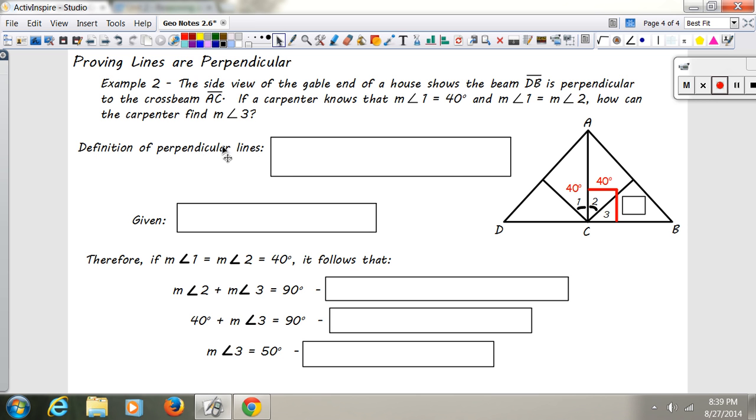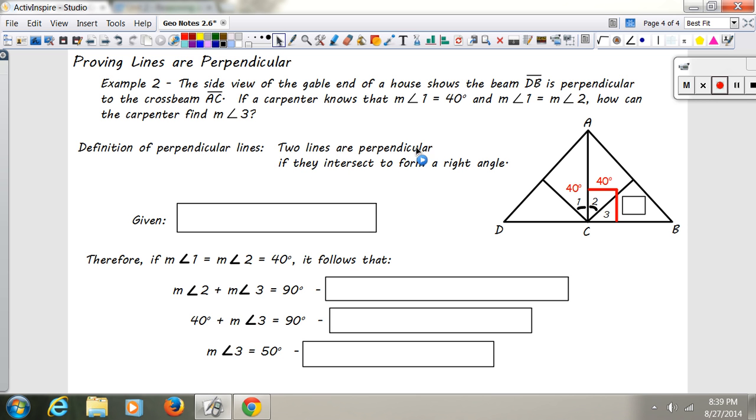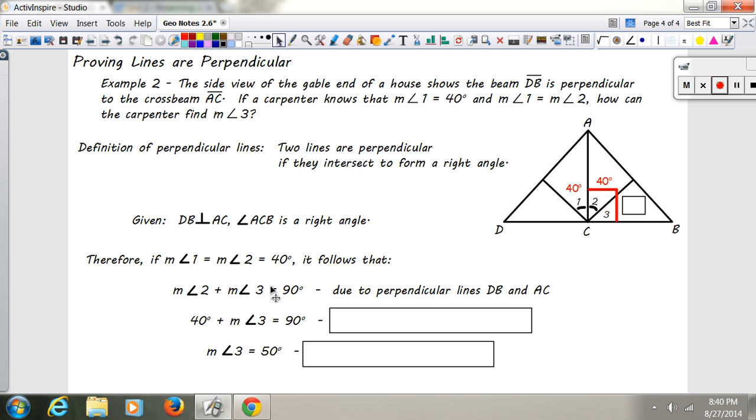Okay, so the definition of perpendicular lines says two lines are perpendicular if they intersect to form a right angle. They intersect to form a right angle, they're perpendicular. So given is that DB is perpendicular to AC, and that means that angle ACB is a right angle, so that was in there for us. So that means that angle 1 equals angle 2, and they both equal 40. So we know that angle 2 plus angle 3 is a right angle, so that adds up to 90 degrees. Perpendicular lines make these add up to 90 degrees. So you could actually also put definition of perpendicular lines there too.